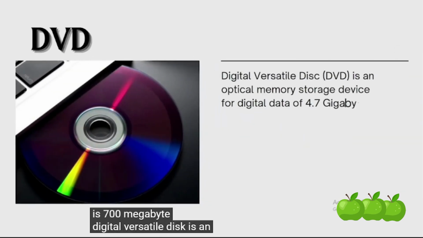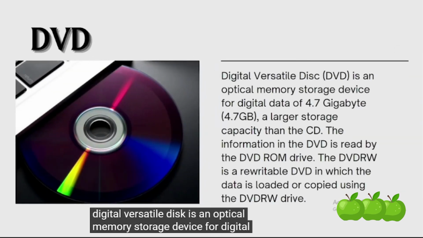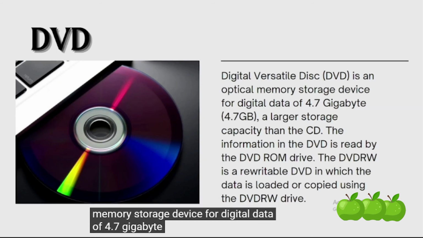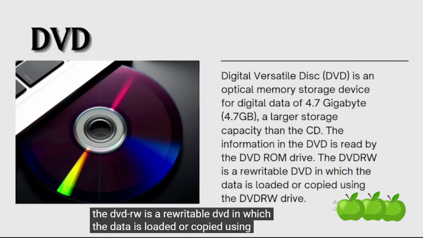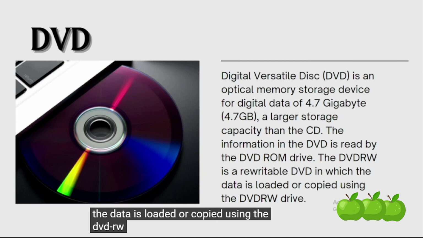Digital Versatile Disk is an optical memory storage device for digital data of 4.7 GB, a larger storage capacity than the CD. The information in the DVD is read by the DVD-ROM drive. The DVD-RW is a rewritable DVD in which the data is loaded or copied using the DVD-RW drive.